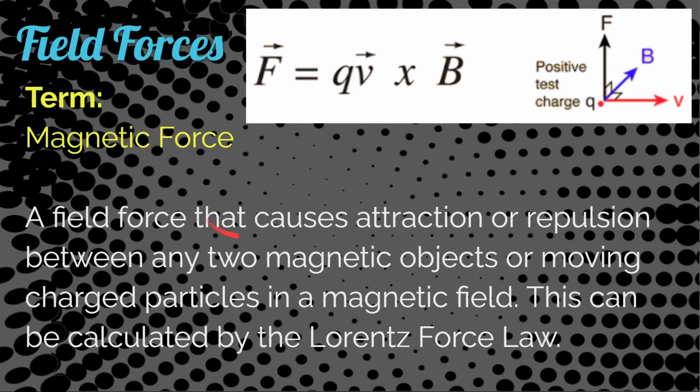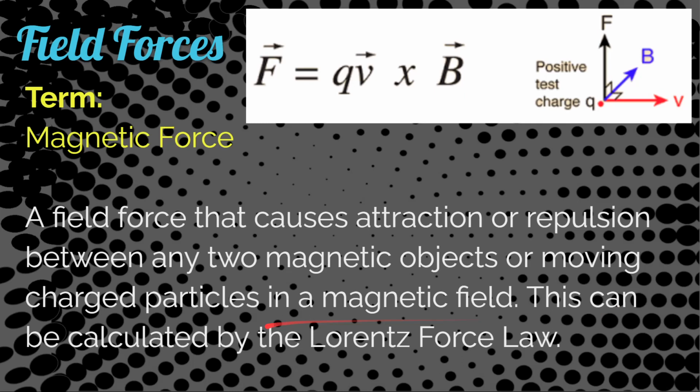Here is magnetic force. I did put the equation up here. However, we will not actually use this equation. We're not doing any math in this unit. If you want to do the math for magnetism, then I would suggest that you consider taking AP Physics 2, because that is where they do electricity and magnetism. But magnetic force is a field force that causes an attraction or repulsion between any two magnetic objects or moving charged particles in a magnetic field.